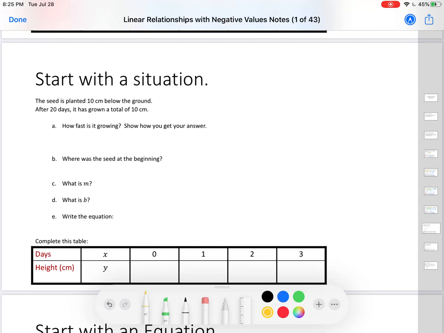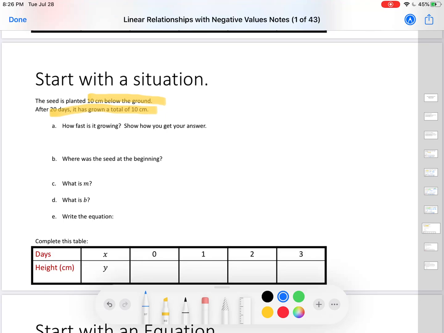So, starting with the situation. The seed is planted 10 centimeters below ground. So if it's planted 10 centimeters below ground, is that positive 10 or negative 10? Below ground would make it negative. After 20 days, it has grown a total of 10 centimeters. If it's growing, is it growing up or down? It's going up. Therefore, it is positive.